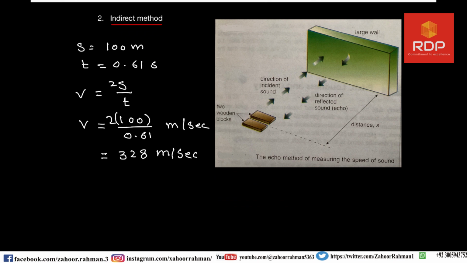Now let us discuss the second method, which is the indirect method, and that is through echo, and that is the main purpose of this topic. In this case, to measure the speed of sound in air by an indirect method, also known as the echo method, we need two blocks of wood for clapping. The second one is a stopwatch. The third one is a measuring tape.